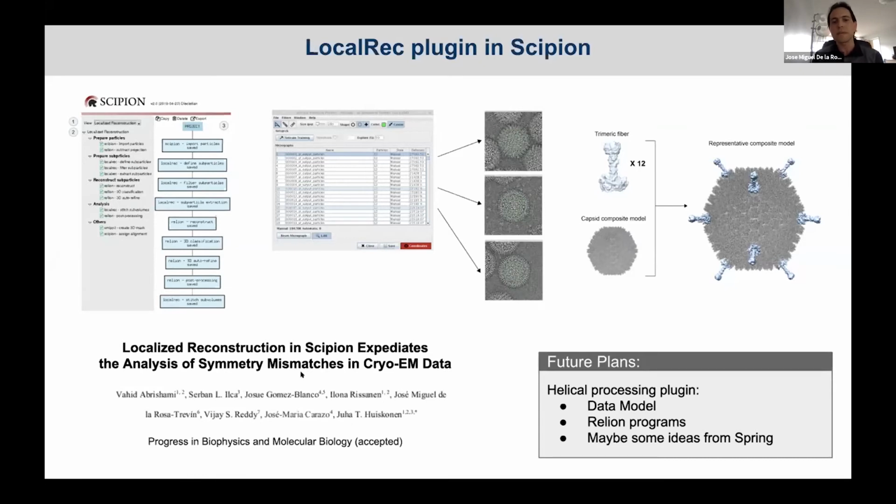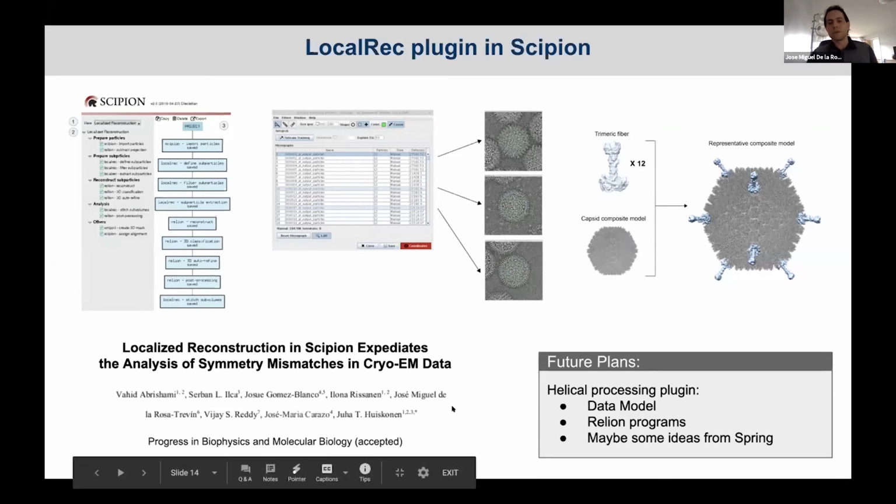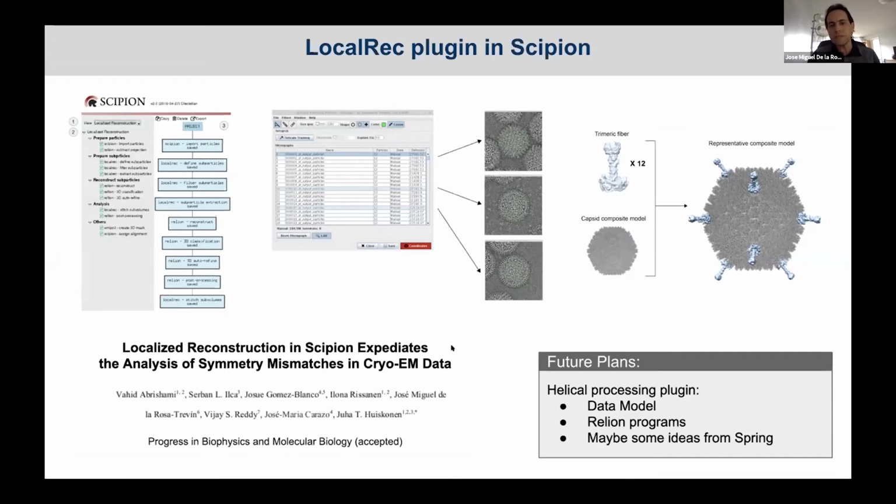There is a new publication that has been accepted, and a new version of the plugin that you could probably read very soon, where different data has been processed. For example, this adenovirus, where you can see these trimeric fibers, and then tackle the problem of this pseudo-symmetry or symmetry mismatches.